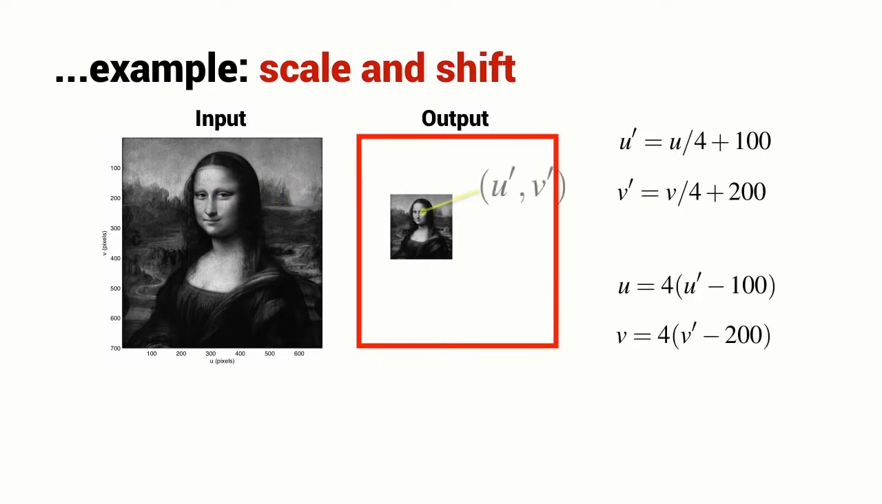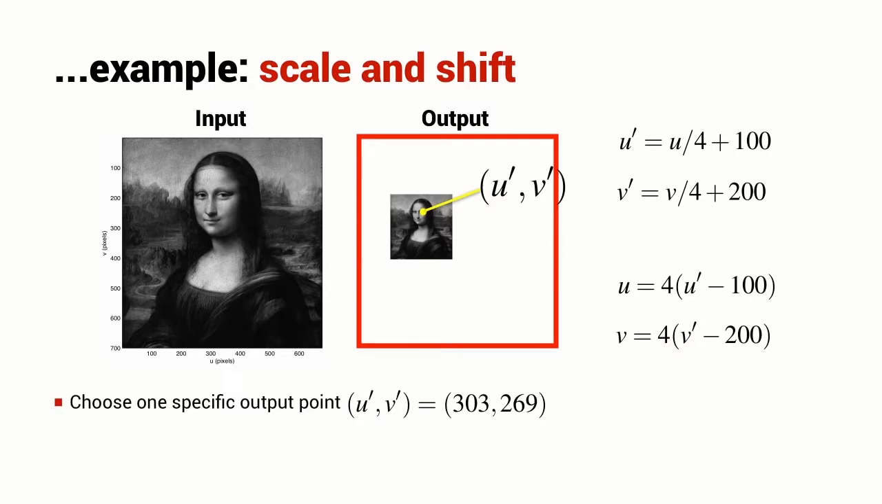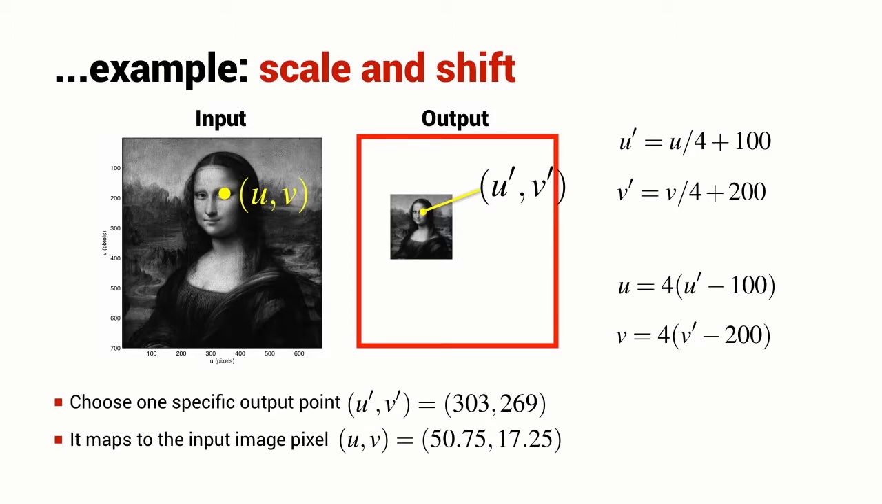Let's use an example to make this very tangible. Let's choose, for example, the output pixel at coordinate 303 and 269. Given that, it's very easy to work out the coordinate of the pixel in the input image. Interestingly, the pixel in the input image is fractional. We're looking for the pixel at 50.75 and 17.25. And this is a bit problematic because pixels have got integer coordinates. U and V that we've looked at so far have always been integer values. So how do we go about finding this fractional pixel value in the input image?